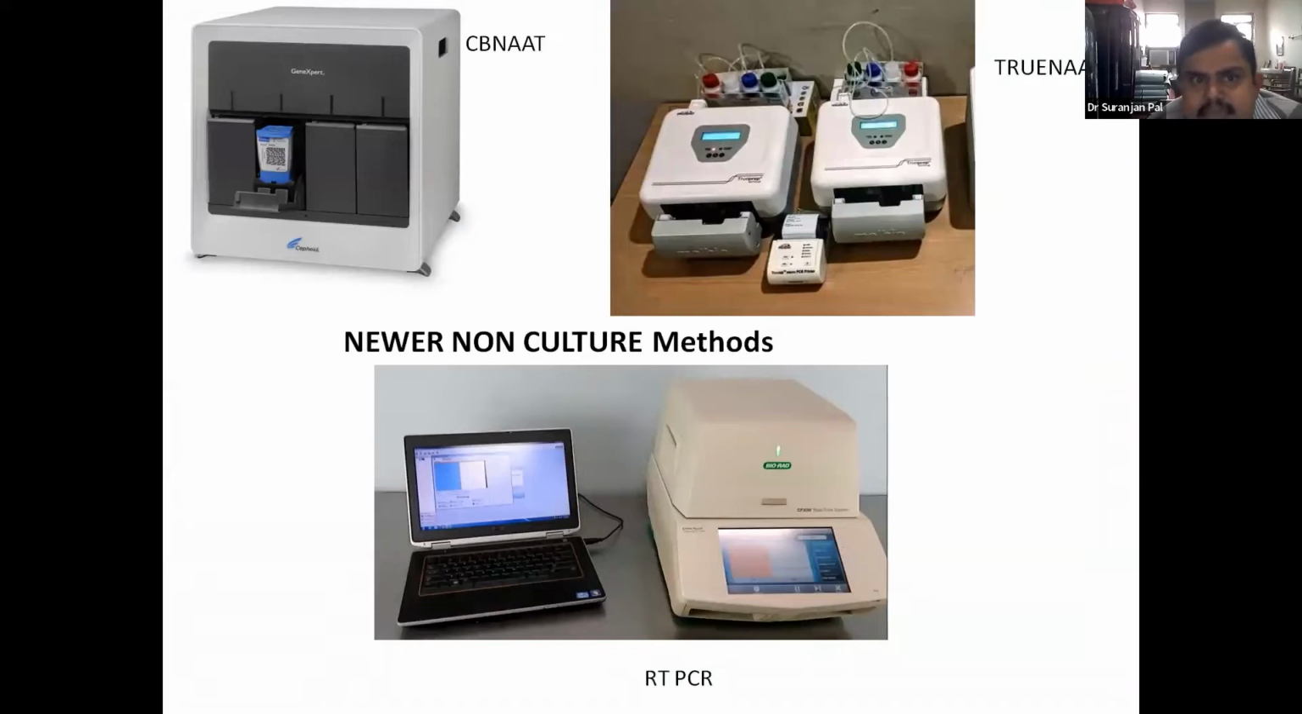And next is the cartridge-based nucleic acid amplification test, the chip-based nucleic acid amplification test, and the real-time PCR machine. Most labs during the last three years have been introduced to these three kinds of machines because they are involved in the diagnosis of tuberculosis, mostly the molecular diagnosis of tuberculosis, and COVID diagnosis.